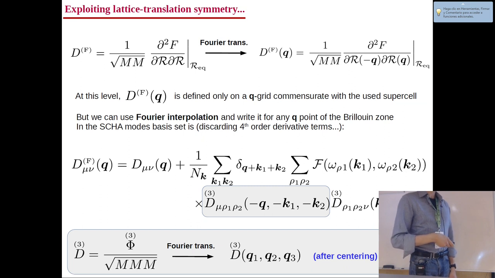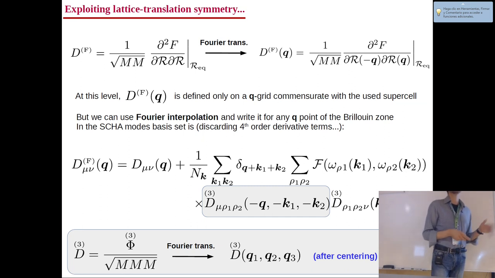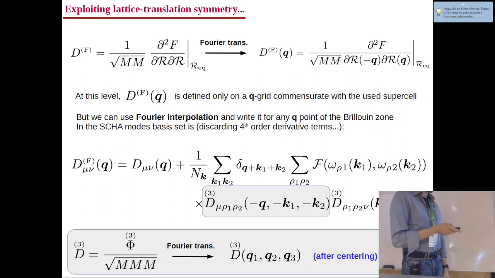In order to do this Fourier transform, you go from the real space to the reciprocal space. In order to do that, you have to do something that is called centering. It's a bit of a technicality, and I won't go into details now. But it's something that you also do for the Fourier interpolation of the second order dynamical matrix. It's something standard, let's say, so it's not important now.